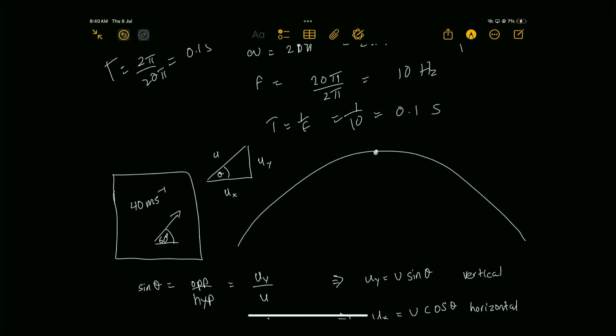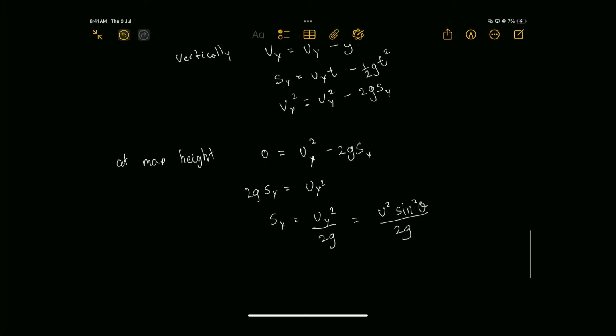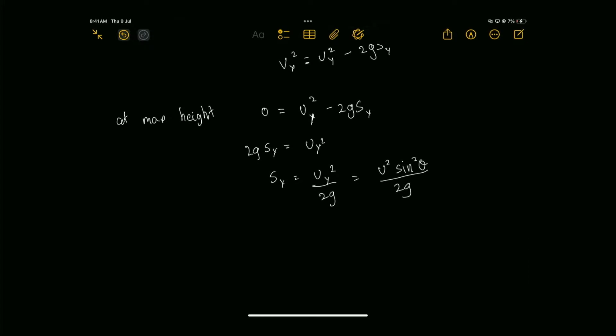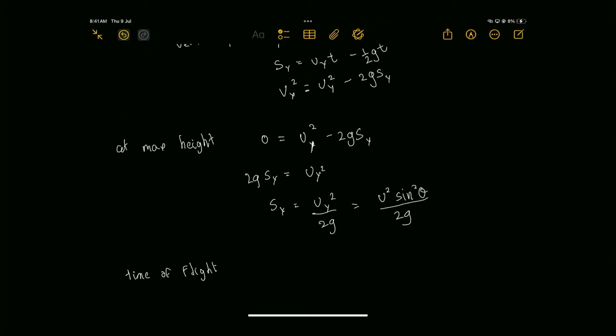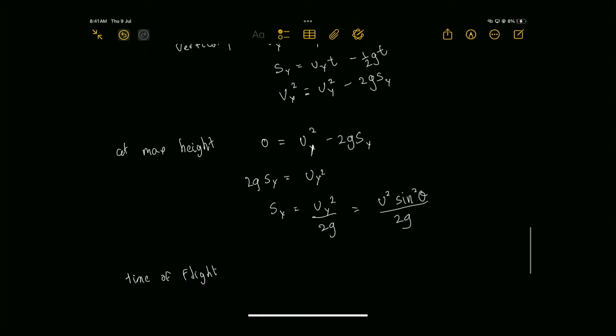Because the horizontal velocity is the same throughout the motion, the horizontal velocity does not change. It takes the same time to go from the starting point to the middle as it takes to go from the middle, the point of maximum height, to the end, right? So we can utilize that and say that the time of flight is just basically 2 times the amount of time it takes to reach maximum height.